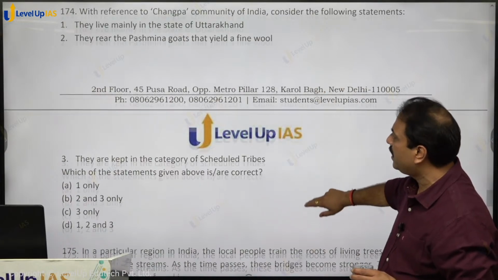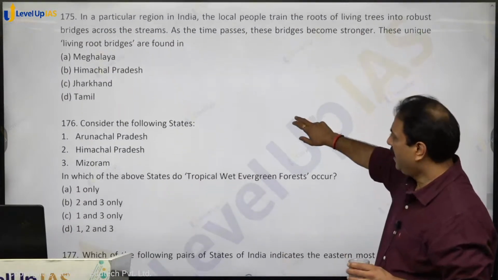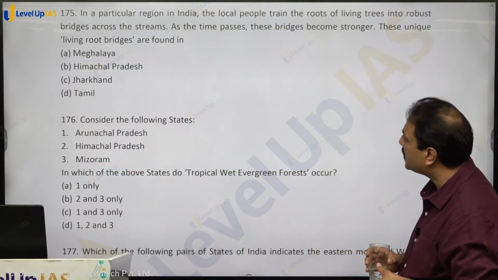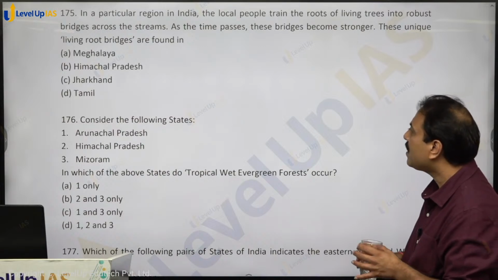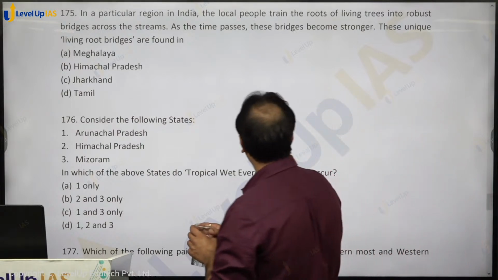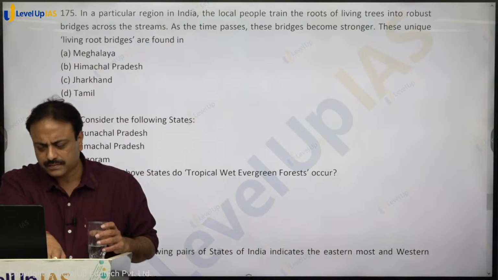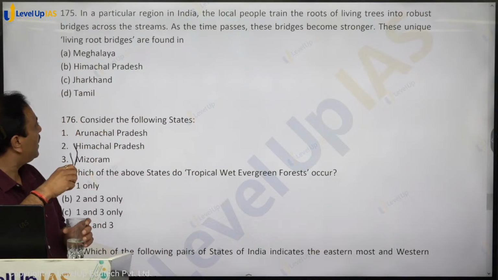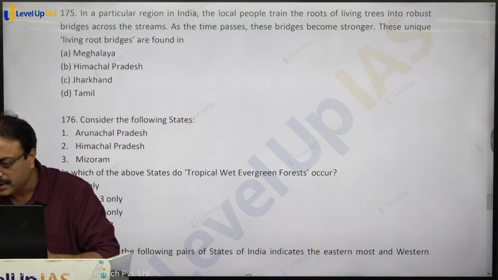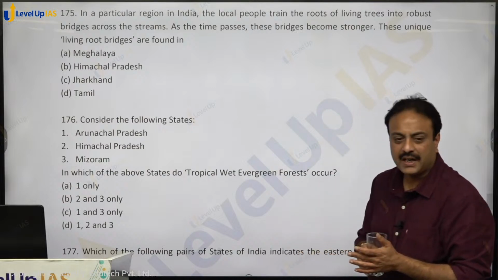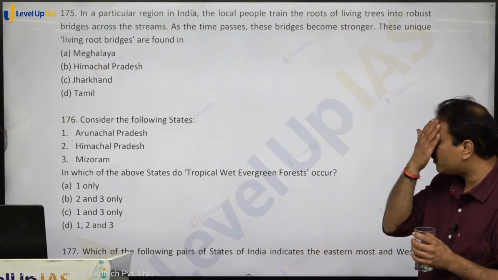First is wrong because they are found in Ladakh. In a particular region in India, the local people train the roots of living trees into robust bridges across streams. As time passes, these bridges become stronger. These unique living root bridges are found in, the options given are Meghalaya, Himachal, Jharkhand, Tamil Nadu. The answer is Meghalaya. It is a common practice over there.